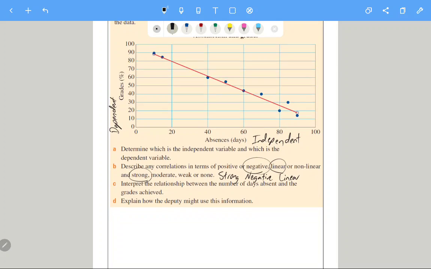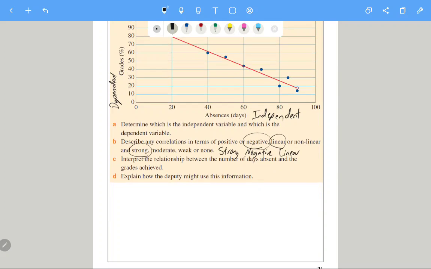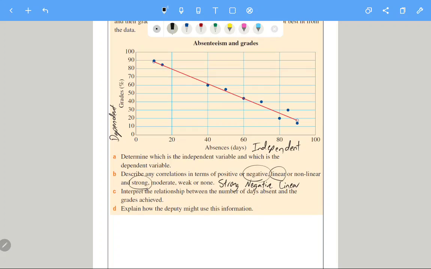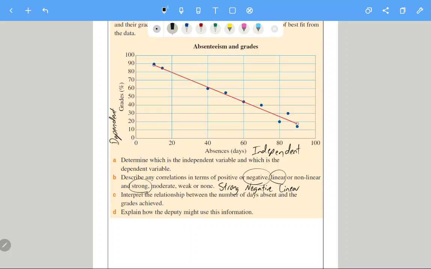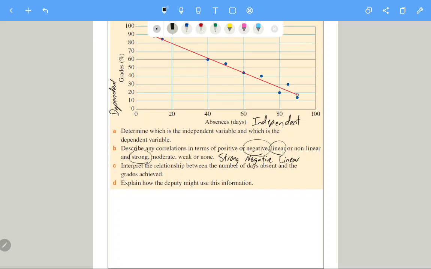Alrighty, so now we've got to interpret the relationship between the number of days absent and the grades achieved. Well, a negative relationship means that as the independent variable goes up, the dependent variable goes down, which we can see in the graph. As this increases, this decreases. Alrighty, so in this case it says that as the absentees goes up, the grade will go down. So as the absences days go up, the grade percent goes down.